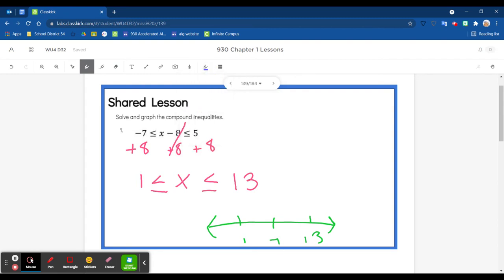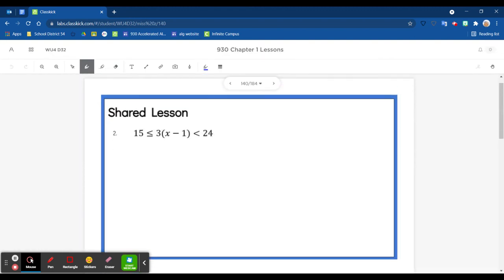To graph this, I'm going to have closed circles on both numbers because they are equal to. And again, the x falls in the middle. It's greater than 1, so I go this way. It's less than 13, I go this way. So I shade everything in between. So x is greater than 1 and less than 13. Equal to both. So 1 and 13 are both solutions.